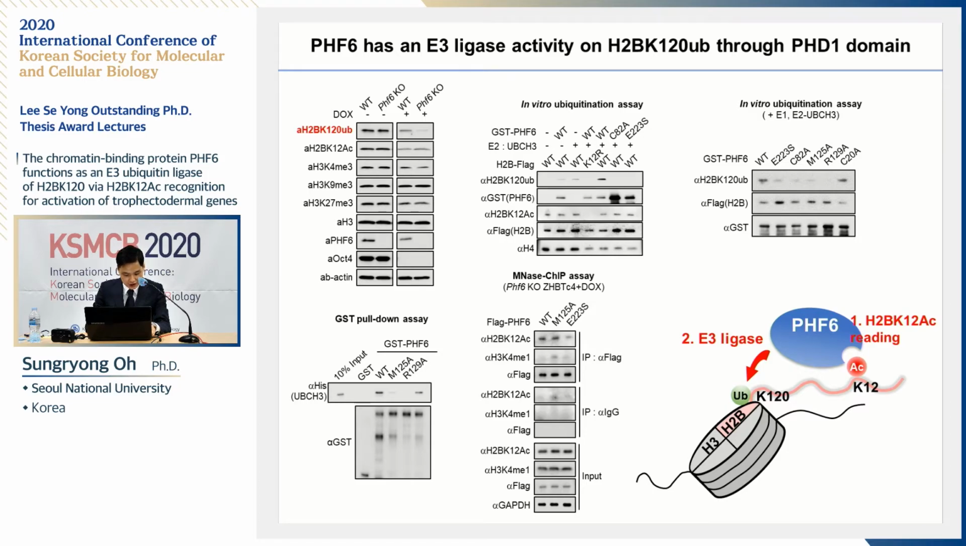Through this, I checked whether EPHD domain 1 of PHF6 has E3 ligase activity and confirmed that only the EPHD1 domain mutant failed to bind with UBCH6, which is an E2 enzyme. On the other hand, I confirmed that the EPHD domain 1 mutant still binds to H2BK12 acetylation, but the EPHD domain 2 mutant loses this binding affinity. Through these results, I conclude that PHF6 recognizes H2BK12 acetyl through EPHD domain 2 and has E3 ligase activity through EPHD domain 1.